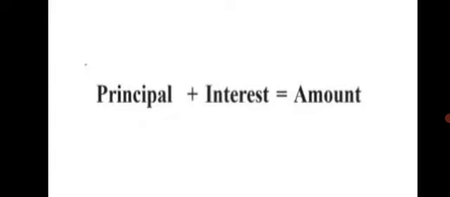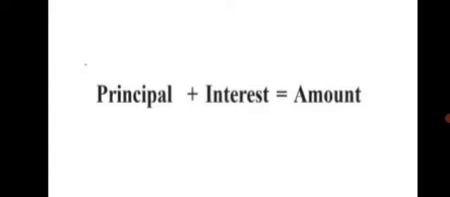Now, let us understand what is amount. Amount is the principal plus interest. Suppose you deposit 5,000 in a bank and after a period of time you get 1,000 rupees interest on it. So what is your total amount? 5,000 plus 1,000 is equal to 6,000. That is, principal plus interest is equal to the total amount. So this formula you have to know very well in order to solve your practice set 40.